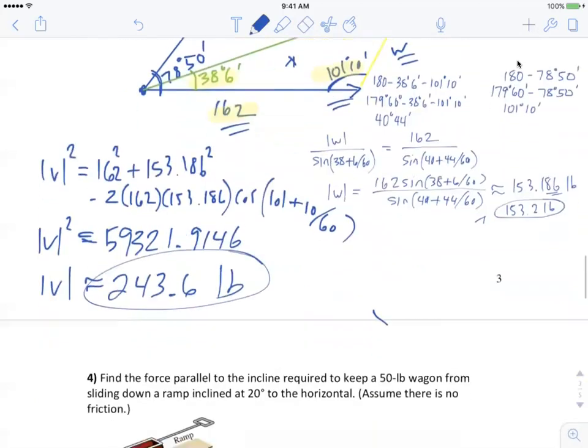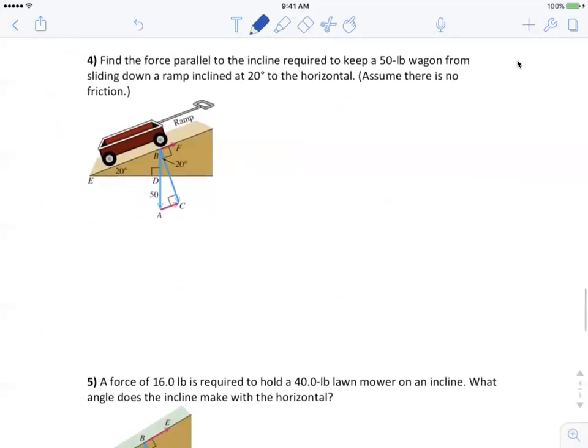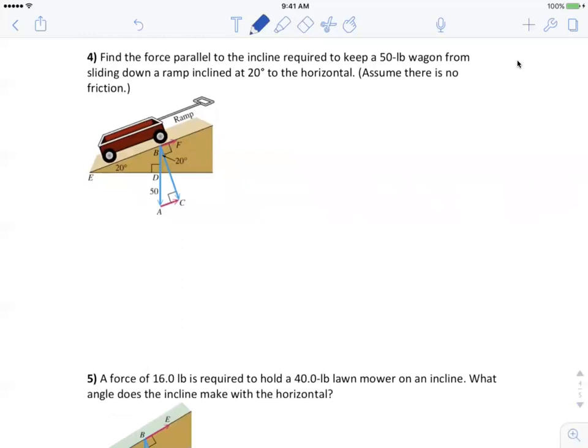Okay, let's try one more page. One different type of example are these inclined plane problems. The nice thing about these, a lot less work. There's no law of cosines. It's all right triangle trigonometry because we have a right angle involved. But basically, you have this 50-pound wagon and it's sliding down a ramp. Assume there's no friction and the ramp's incline is 20 degrees. What force parallel to the incline, which is right there, is required in order to keep that wagon from sliding down the slope?